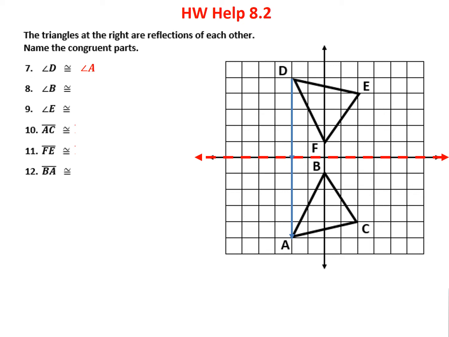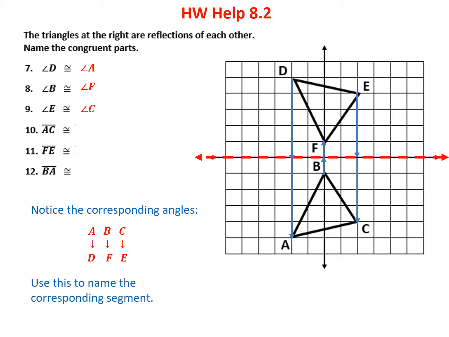On the other hand, B is below, and so we go up 1 and then up 1. So B corresponds to angle F. And then finally, E goes down 4 and down 4, so E corresponds to C. Now, it's usually good on these problems to do the angles first, because then we can use a simple trick to find our lines. Notice that the corresponding angles are A always goes to D, B to F, and C to E. So when I want to do something like CE, I can use those segments.